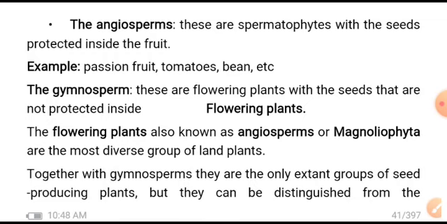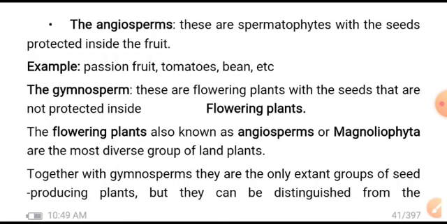For the gymnosperms, these are the flowering plants with seeds that are not protected inside. So here you have to know that in flowering plants you have two subgroups, angiosperm and gymnosperm. They are classified according to whether the plant seeds are coated or not coated. For the angiosperm, the seeds are inside the fruit, meaning they are coated, whereas for the gymnosperm they are not coated, they are not protected.